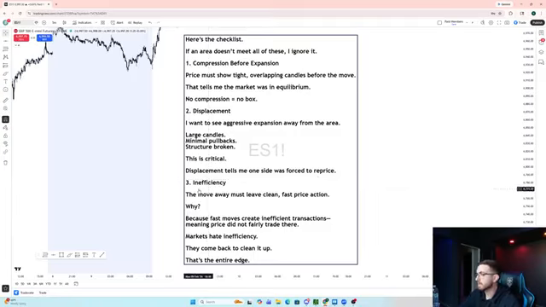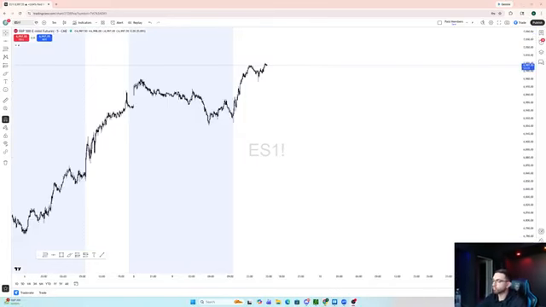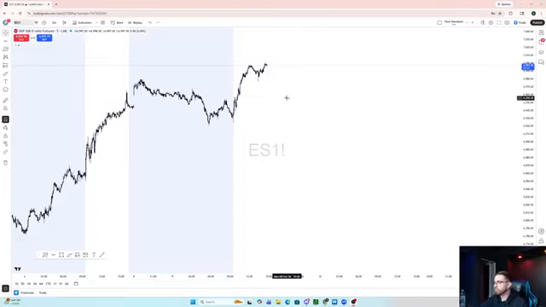And then 3rd, inefficiency. The move away must leave clean, fast price action. Why? Because fast moves create inefficient transactions, meaning price did not fairly trade in that area. Markets hate inefficiency. They come back to clean it up, and that's the entire edge that I'm going to teach you. So let's go ahead, let's plot some zones, and then I'll break down the rules that you want to look for before you take a trade based off of the one box system.